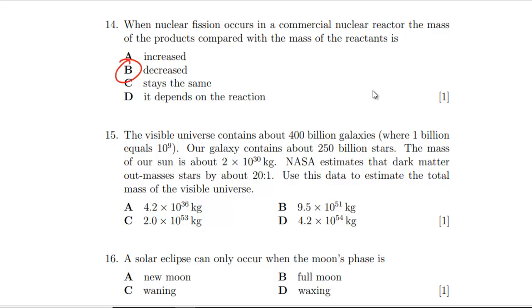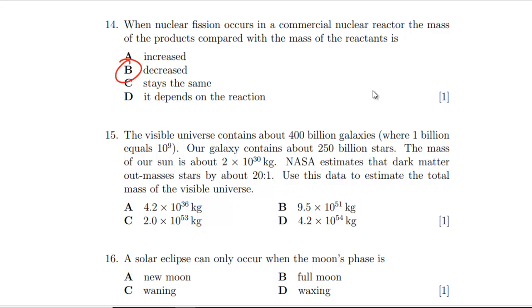The visible universe contains about 400 billion galaxies, so 1 billion is 10 to the 9. Our galaxy contains 450 billion stars. The mass of our sun is that. NASA estimates that dark matter outmasses stars 20 to 1. Use this data to estimate the total mass of the visible universe.